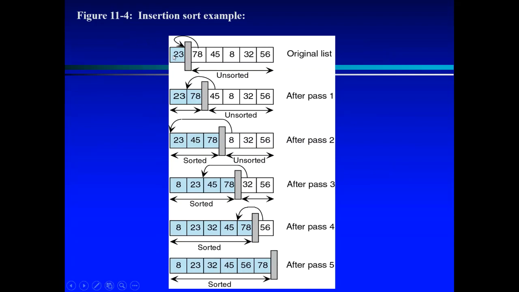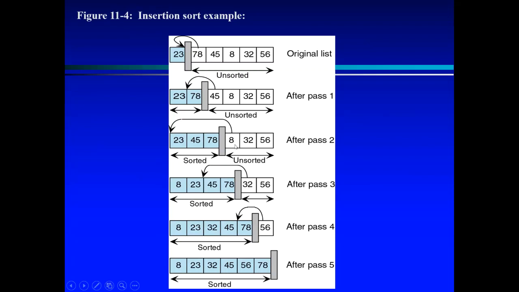Compare the first and second. If we're going to sort from lowest to highest, then this is correct. So 23 and 78 are now sorted, and the right side of 78 will be unsorted. Compare 45 to 78. It's smaller, so we're going to insert 45 before 78. Then compare 45 with 23. 45 is greater, so we're not going to move it.